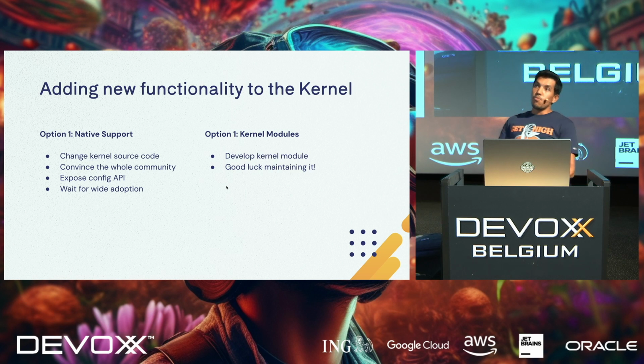And when we want to interact with the kernel or add new functionality, we had basically two ways. Either trying to convince the whole Linux community about what we are doing. That would take probably a lot of energy, a lot of time. But let's say you managed to convince the Linux community, including Linus Torvalds, and let's say it was accepted.